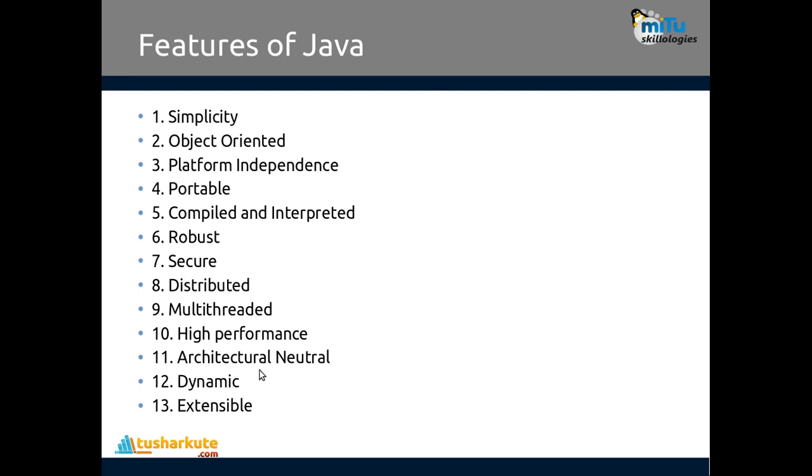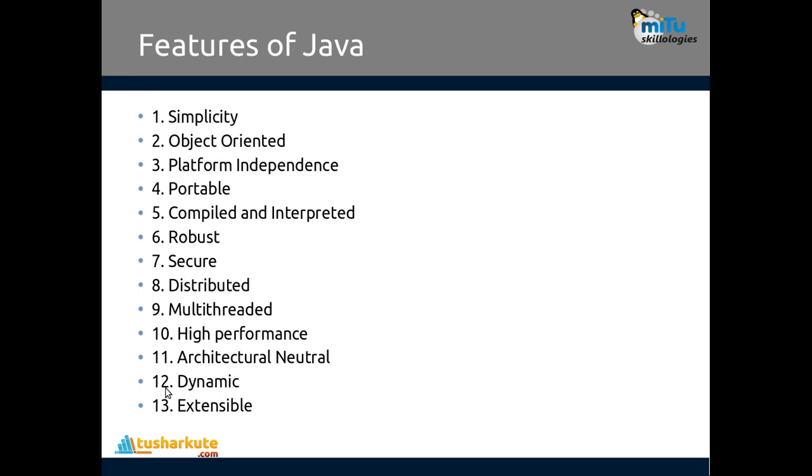Architectural neutral. Architectural neutral is just the same as platform independence, but platform independence refers to software-based applications, while architectural neutral refers to hardware-based applications. It means that whatever hardware, microprocessor, or hardware architecture you use, it doesn't matter, your Java program will not generate a different output. It is not depending upon hardware, just like software. Whether you use a 32-bit or 64-bit system, Intel's processor or AMD's processor, your output will not change.